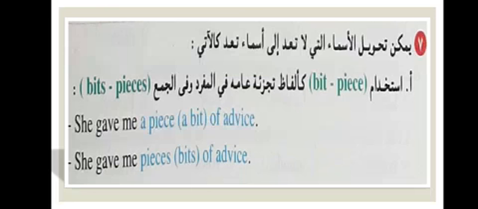Those uncountable nouns can be treated as countable when you add bits and pieces before them. You know that advice is an uncountable noun. So if you want to say one advice, or a piece of advice, you just use a bit or a piece. Give me a piece or a bit of advice. She gave me pieces or bits of advice. This is the plural form of it.